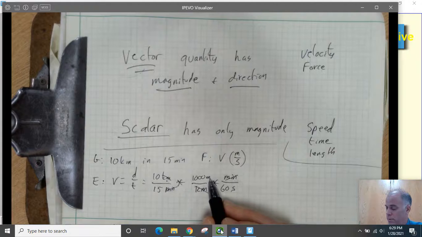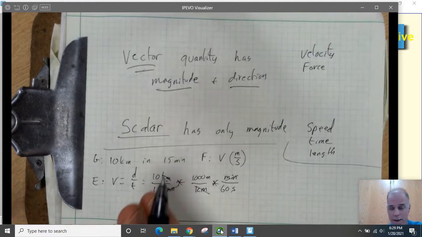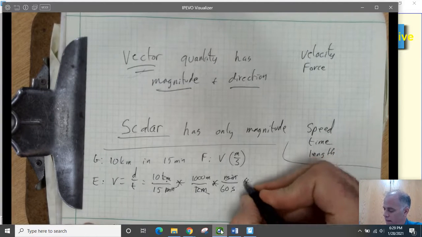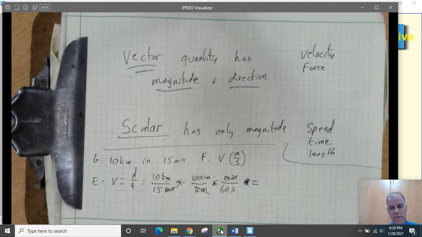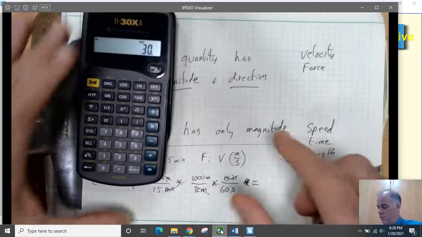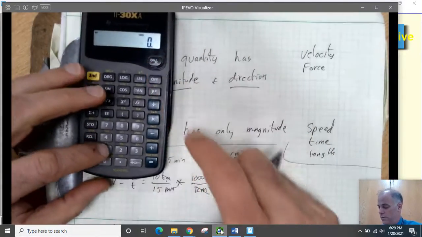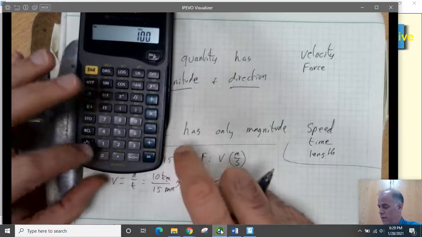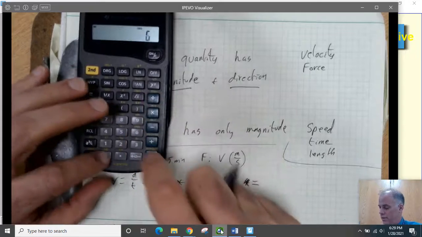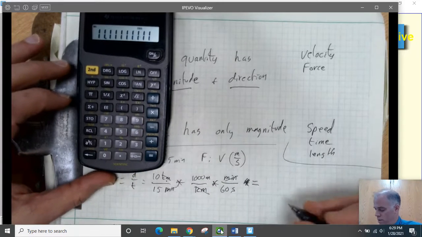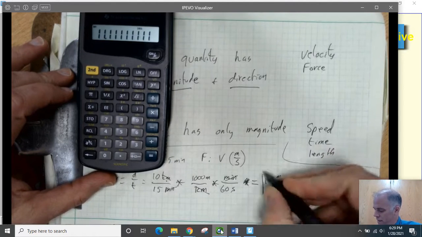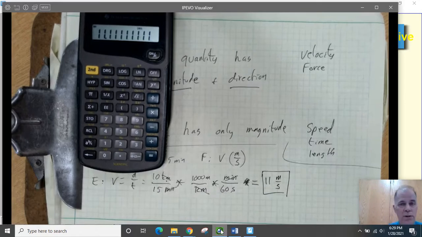So our answer is going to come out to be meters per second. And that's what we want. And by paying attention to the units, we can see that we're doing it right. Anyway, now we have it all set up, so we can do equal sign here, get out our calculator, and we're going to say 10 divided by 15 times 1,000 divided by 60, and we wind up with 11 meters per second. Okay, that's our answer. It comes out to be about 11 meters per second.